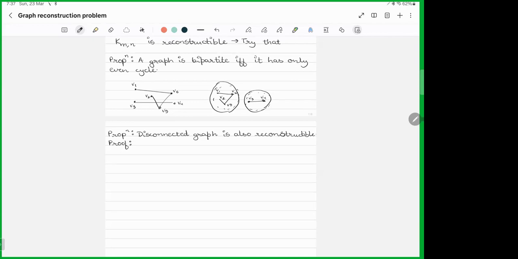Okay. So suppose my graph, let's say, is disconnected. So suppose G was my graph. G was the graph. And the deck of this particular graph G is given, and I want to reconstruct this graph G using this deck. Suppose G has L components.